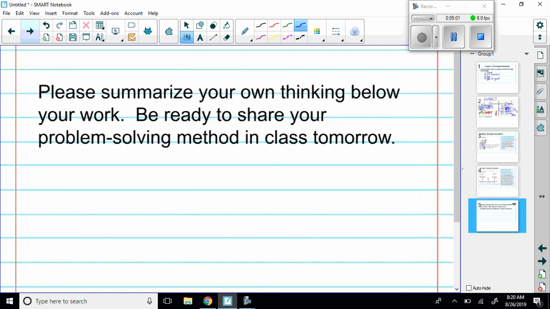So what you guys need to do in your summarizing section of your notes is to write which ant measured the smallest and which ant measured the longest, and then explain the method you chose and why. And I'm excited to see that when you return on Monday.